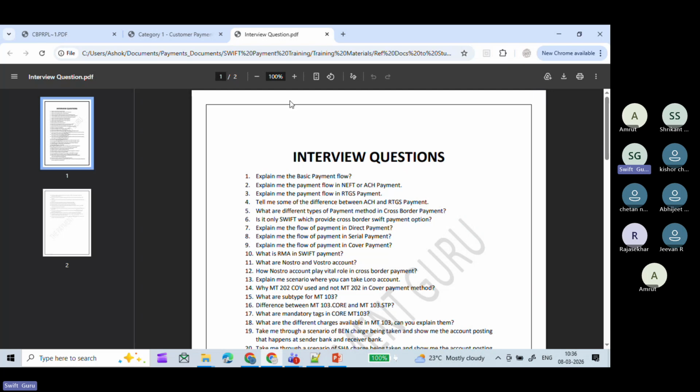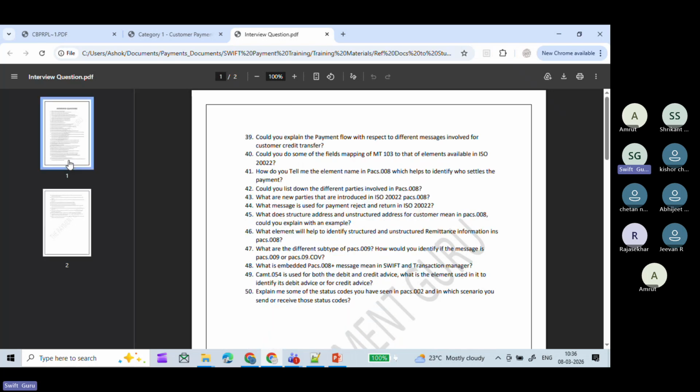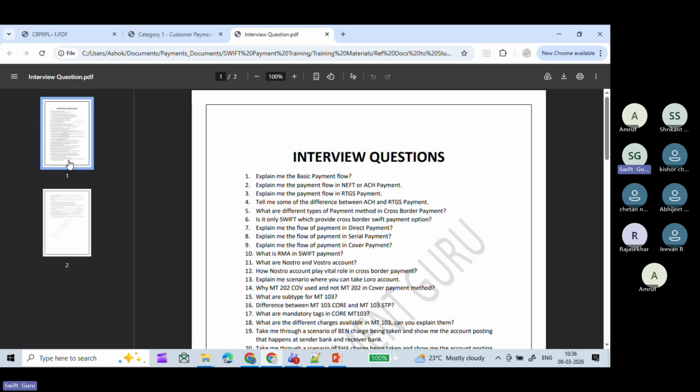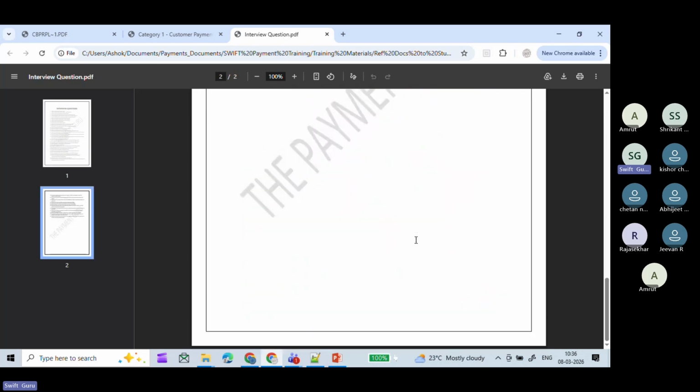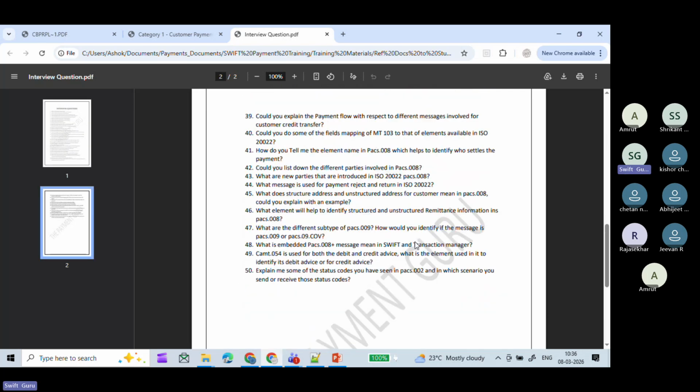And over the years, we have seen from all our students and our own experiences of interviewing different candidates that if you are prepared with these 50 important questions, I would say almost 80 to 90% of the questions related to this cross-border payments, Swift payments domain is covered.